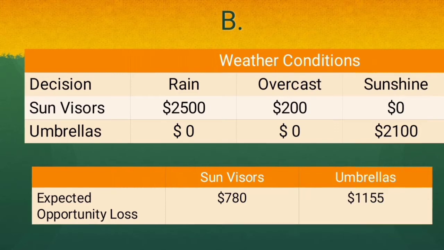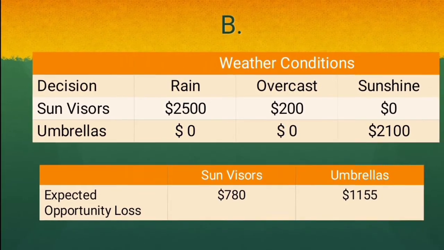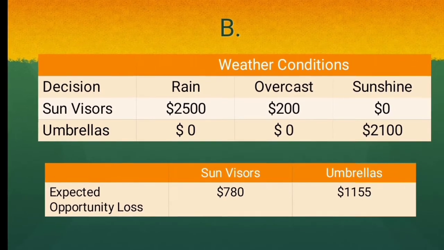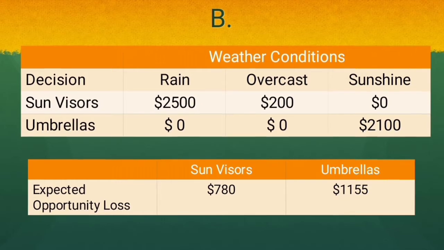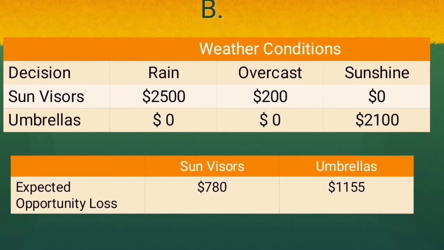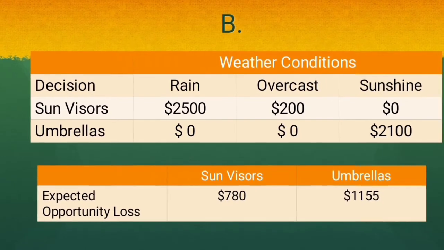It was given in the table that the regret for the sun visors when it is raining is 2,500. For overcast, it's 200. For when it is sunny, it is 0. Again, we multiply these by the probability of their occurrence. So for the sun visors, we get $780. For the umbrellas, we get $1,155.